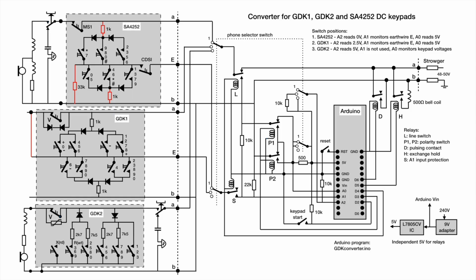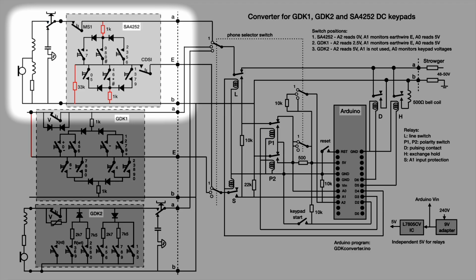This figure represents the circuit diagram of the converter. At the top left is the simplified schematic of the SA4252 telephone. The original keypad circuit did not have resistors. That did not give sufficient distinction between the various voltages at the earth wire to reliably determine which key is pushed. I therefore decided to slightly modify the circuit and add 3 resistors, as shown in red.